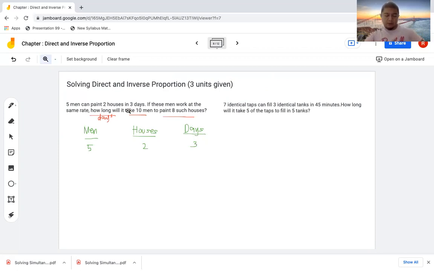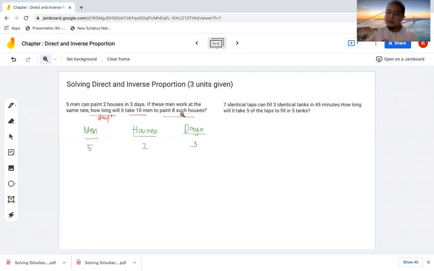Okay, so now in here you will know that there are 2 units that had changed. From 5 men it became 10, and from 2 houses it became 8. So some of you might get confused. What do we need to do here?